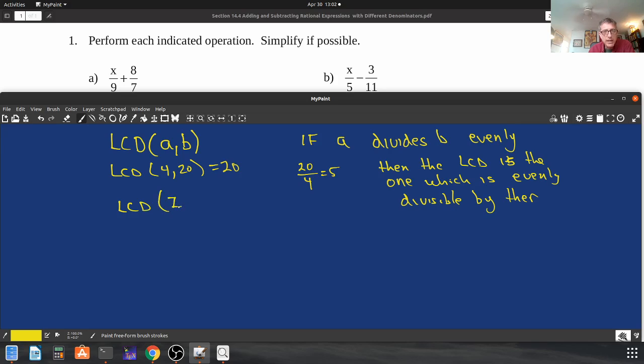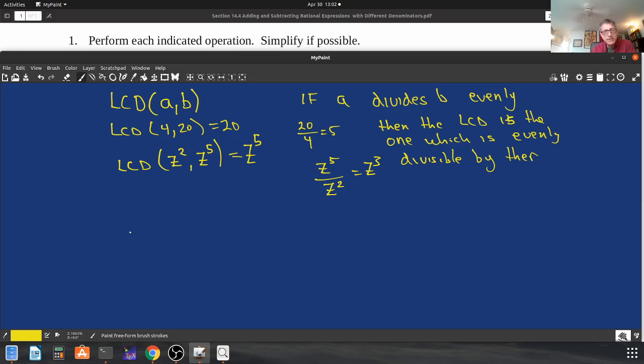What about z squared and z to the 5th? Well, z to the 5th is evenly divisible by z squared because that's equal to z to the 3rd. So if you notice the rule here, we take the one with the higher power. And one last little reminder, there's a lot of theorems on LCDs, but we're going to be using this one, and this is its expression when we're looking at variable terms.